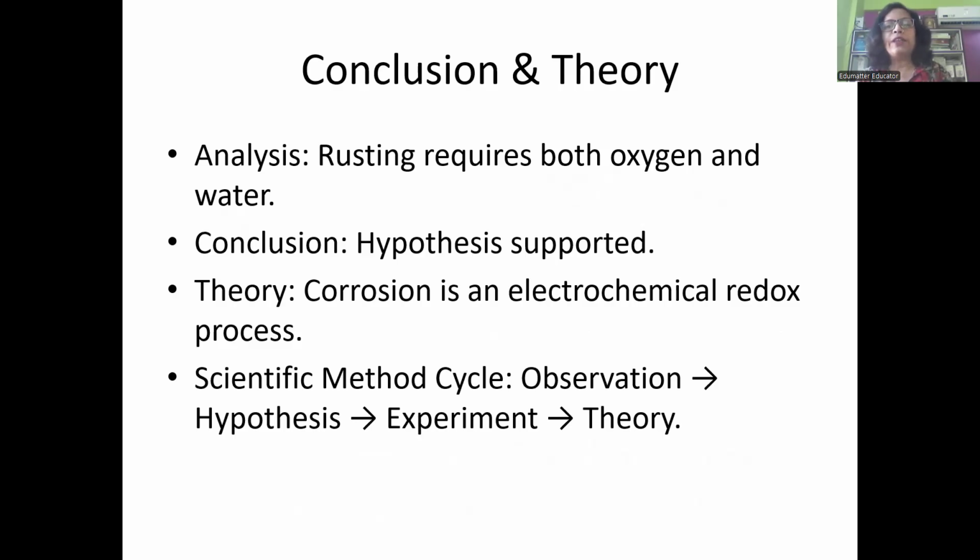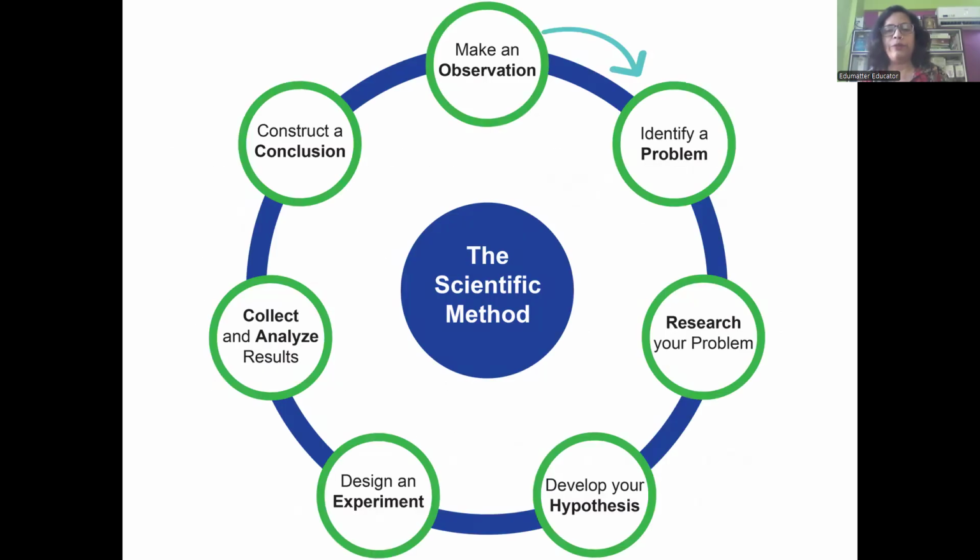So that scientific method cycle, how is it going? Observation, hypothesis, experiment, theory. So this is the scientific method cycle. Identify a problem, research your problem, develop your hypothesis, design an experiment, collect and analyze results, construct a conclusion, and thereby you have this whole hypothesis proven or nullified.